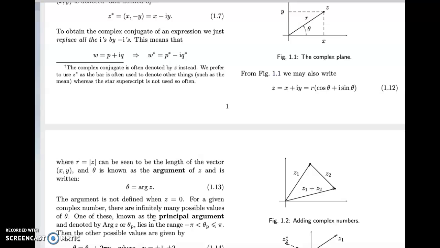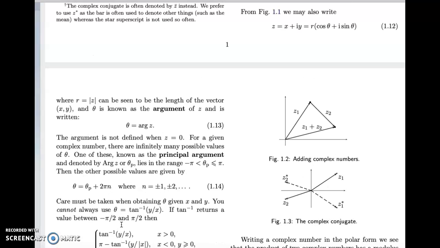But we give a special name to the most natural value of theta, the one which lies between minus pi and pi radians, and it is called the principal argument. That's sometimes denoted either with a theta sub p or by writing a capital A for arg. As I said, the other possible values you get from just adding 2 pi n, where n is any integer.